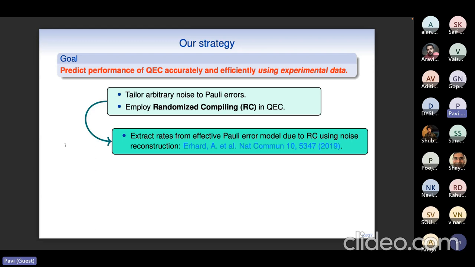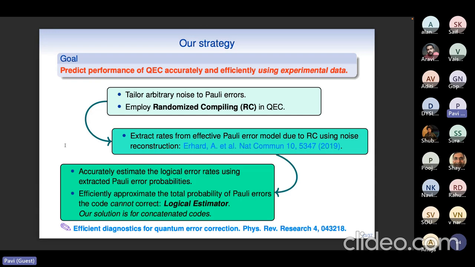Now that we've gotten all the information about the Pauli errors, we can be sure that we have completely understood the noise dynamics in the system. The last part is to actually use this information now in an efficient manner to find a good approximation to the logical error rate. Now, note that if we don't care about efficiency, all we are doing is a full-scale numerical simulation with a complete mathematical model of the noise. We'd want to avoid doing this, and we want to come up with an efficient but still accurate estimate of the logical error rate with these Pauli error probabilities. In what follows, I will give you a flavor of all these three steps.